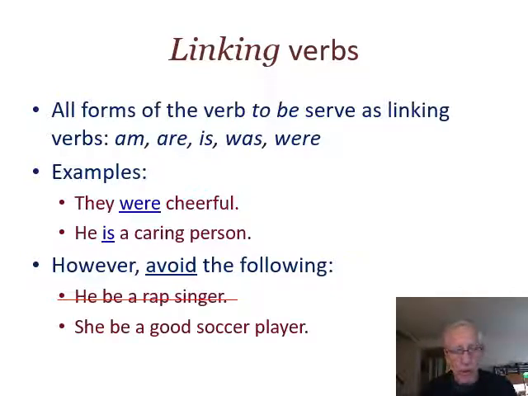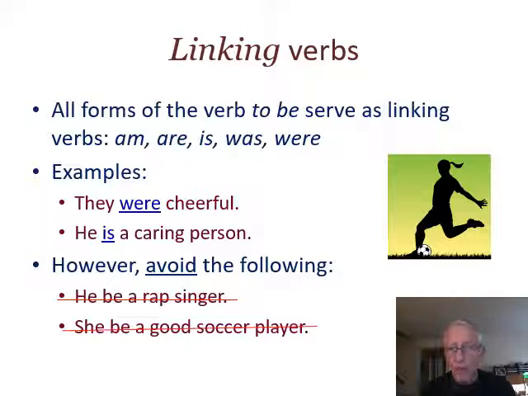Shows you're not educated. Don't say something like, oh, she be a good soccer player. That's wrong also. Be is not appropriate in that case. You can, if you want, use is or was, because it's going to be singular. Don't use a plural verb, which is were or are. You can say she is a good soccer player, she was, that kind of thing. That's a soccer player right there.